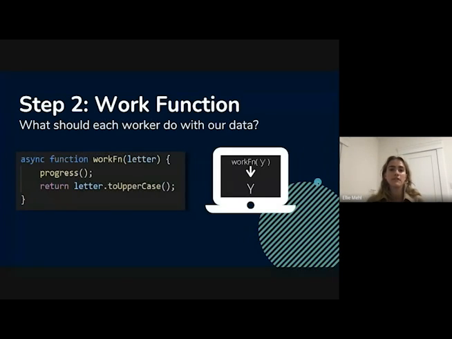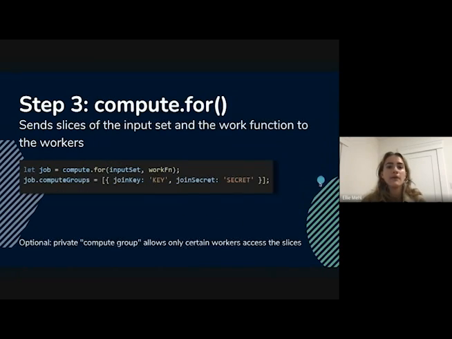And then we have our work functions. Remember, we have our input set and our work function. The work function is what we're applying to our input set. So obviously in this case, our work function is the toUpperCase, right? Converting our lowercase to uppercase. And then we have our compute.for, which is the whole heart of DCP, right? So we tell it, here's our input set, which is our string. We tell it, here's our work function, which will convert it to the uppercase.